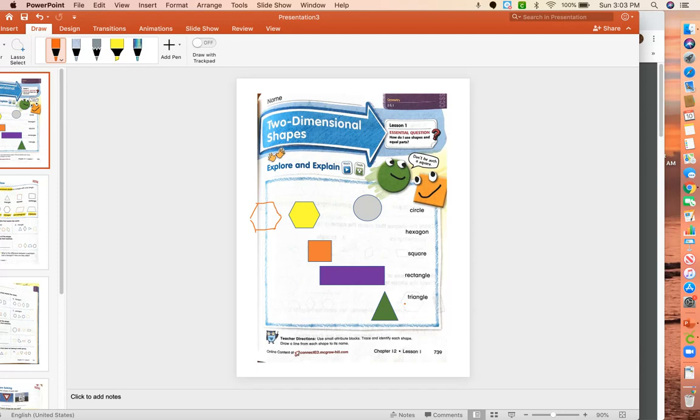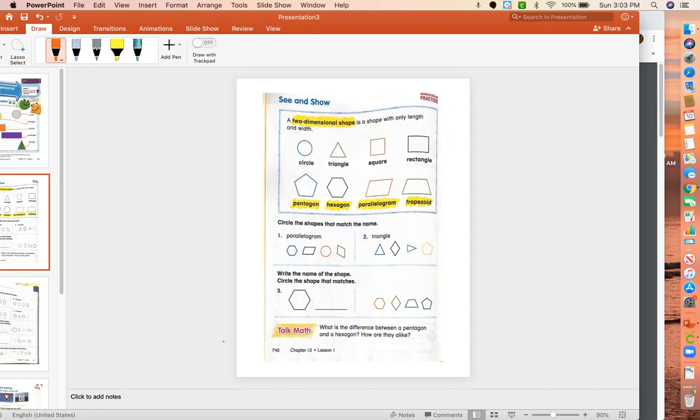So go ahead and put me on pause if you need a couple seconds to draw each of the different types of 2D shapes. Here are all the different ones. Okay, if you have that all finished, we're going to go ahead and go on to page 740.